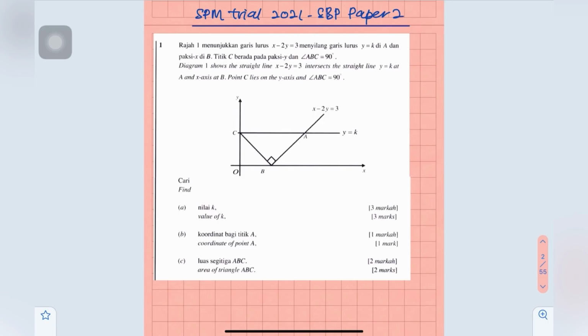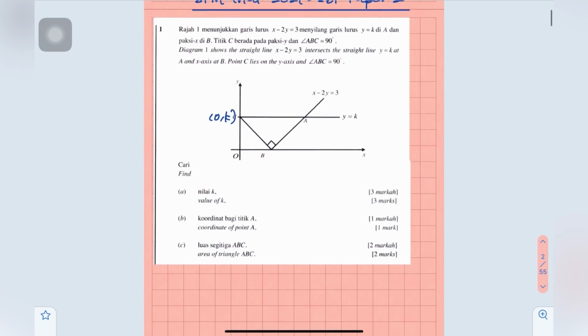Question number 1, diagram 1 shows the straight line x minus 2y equals 3 intersect the straight line y equals k at A and x-axis at B. Point C lies on the y-axis and angle ABC equals 90. Find the value of k. Okay, first of all kita kena cari value of k. So kalau nak cari value of k, kita kena cari titik C. So C is on the y-axis. Okay. So then now the clue is perpendicular.